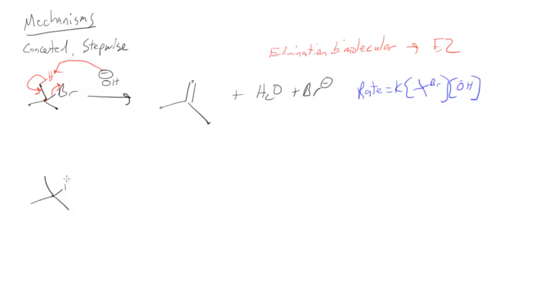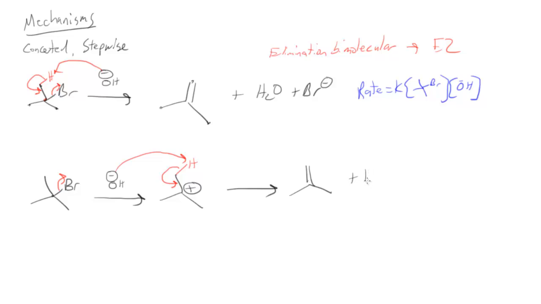What about a stepwise version? So I'll draw the exact same reaction, and we'll draw a stepwise version. So in the stepwise version, the same thing is going to happen that happened last time, and that is that our halogen has to leave first. So if our halogen leaves first, that leaves a carbocation intermediate behind, which can then be deprotonated by our hydroxide. And this electron pair comes over here to get rid of our positive charge by forming a new pi bond. Plus H2O plus Br minus.